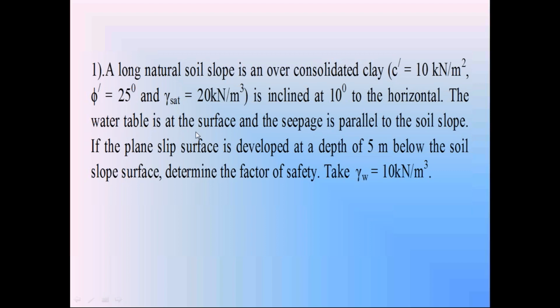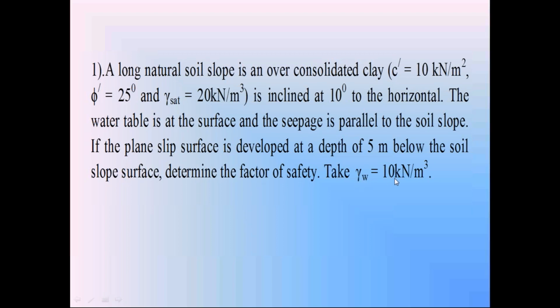The water table is at the surface and the seepage is parallel to the soil slope, so the soil slope is in seepage flow condition. The failure surface, that is this plane slip surface, is at a depth of 5 meters below the soil slope surface. So between the soil slope and the failure surface, the vertical depth is 5 meters. Determine the factor of safety of the soil slope.